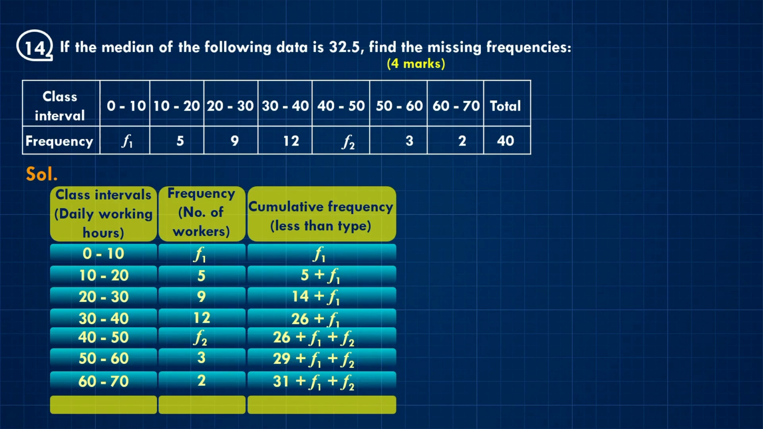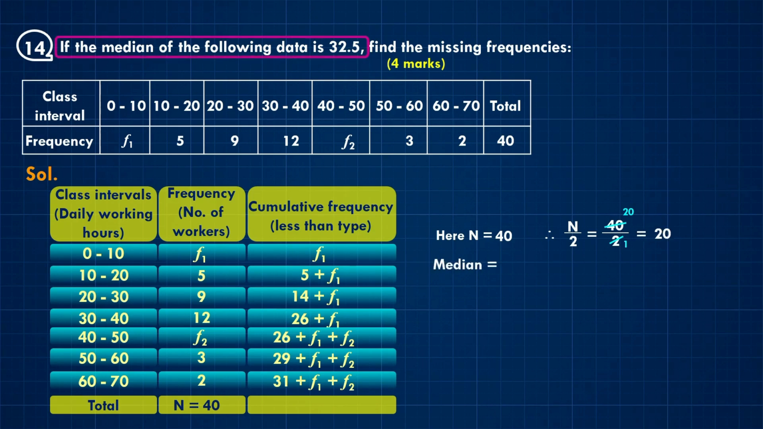Okay, so this is the final cumulative frequency we got, and here n is given as 40. Okay, so now what will be the n by 2? That is 40 by 2 is equal to 20. And median is given 32.5. So let us check it lies in which class interval. That is in the class interval of 30 to 40. So 30 to 40 is the median class now. Okay. Now what will be the L? That is the lower limit of median class. That is going to be 30 over here.